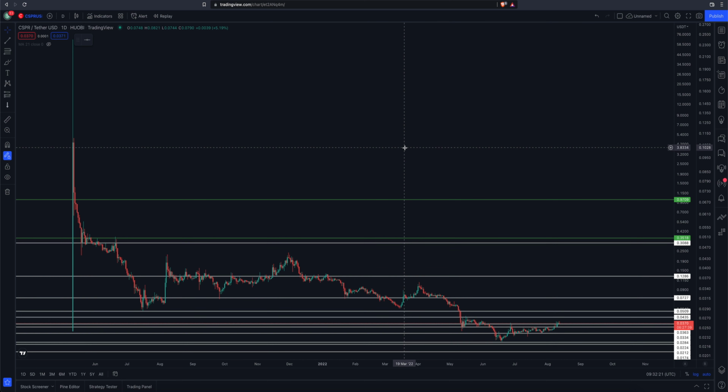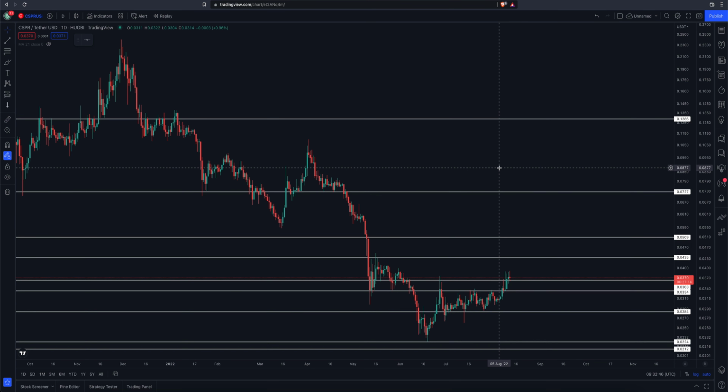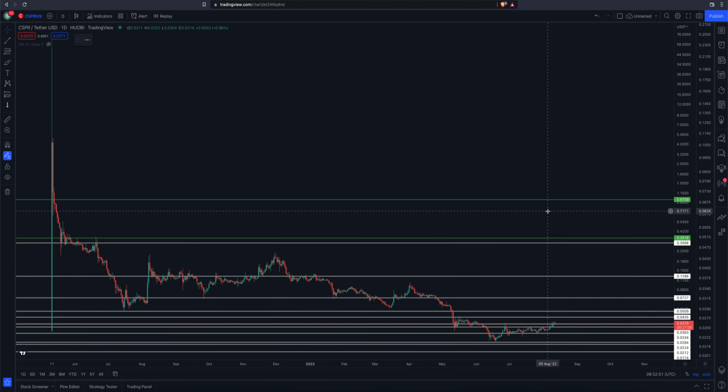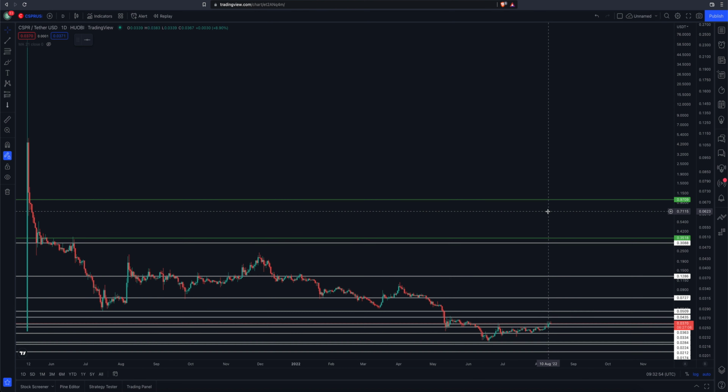I'll do my best here to take some major swing highs and swing lows, and then see if we can use some short-term swing highs and swing lows. As always, on TradingView, on a daily chart, CSPR/Tether USD. And let's take a deep dive here into Casper. We'll zoom out here and take a longer term approach.